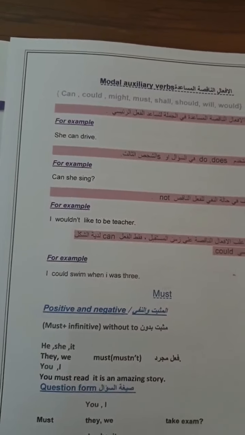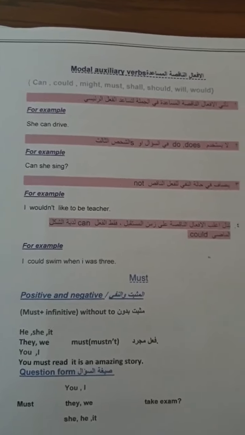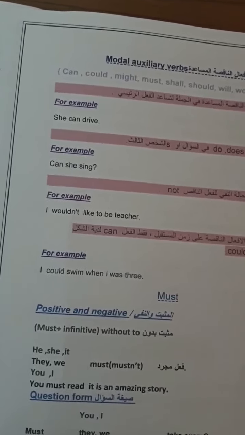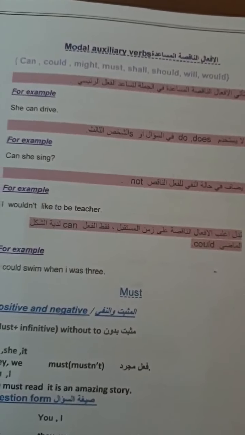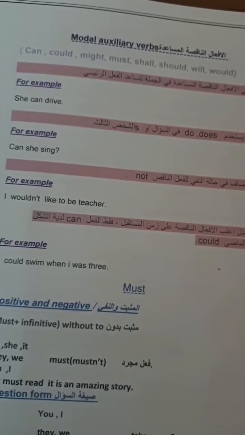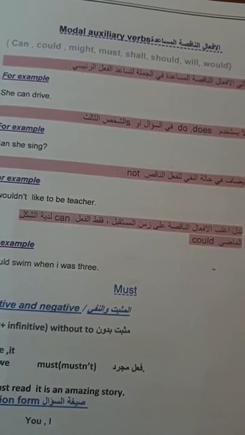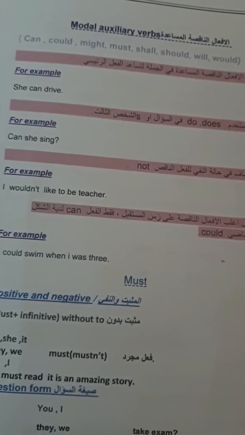Modal auxiliary verbs which are can, could, might, must, shall, should, will, would. Number 1. They help another verb which means يعني الأفعال الناقصة المساعدة تأتي في الجملة لتساعد الفعل الرئيسي. So she can drive. Number 2. There is no do or does in a question and all the form is the same for all person. ويعني في حالة السؤال لا يوجد do or does راح يتقدم الفعل الناقص إلى بداية الجملة.